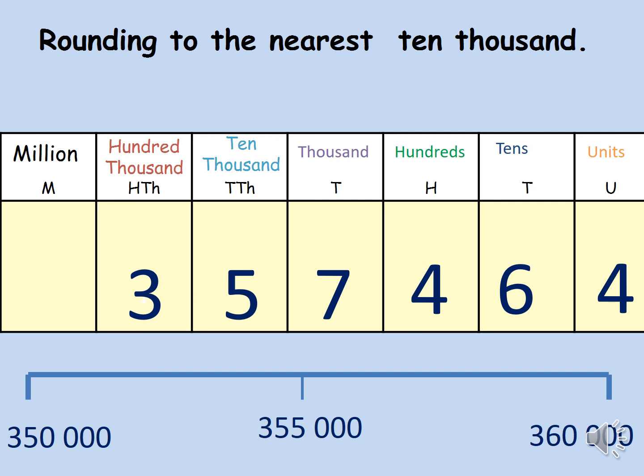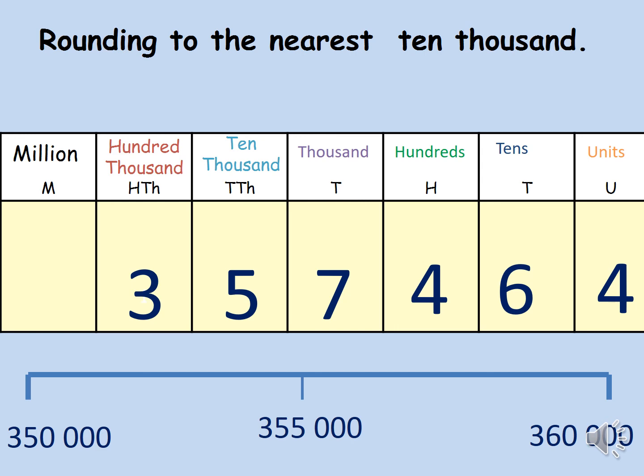Final one for this input. We've got a huge number, 357,464. We are looking at the nearest 10,000. So this number sits between 350,000 and 360,000. We're looking at the thousand column, and in this case it's got 7. Obviously that's higher than 5, so we are going to round this number to 360,000.